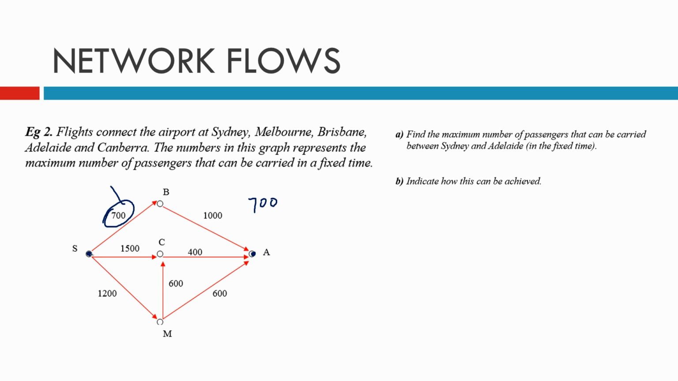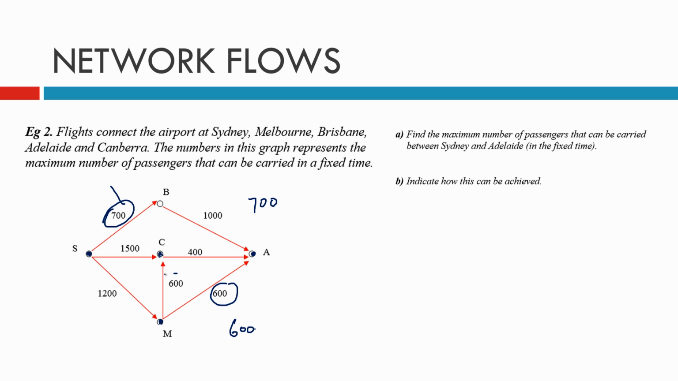We can do that. From Sydney to Canberra, we can have 1,500. So far, we've got 1,500 sitting at Canberra. That's not a problem. And then from Sydney to Melbourne, we can have 1,200. That's not a problem. 1,200 sitting right there in Melbourne. Of this 1,200, 600 can go from Melbourne to Adelaide directly. So, not an issue. We can get 600 sitting at Adelaide and we're fine at the moment. We've still got 600 in Melbourne.